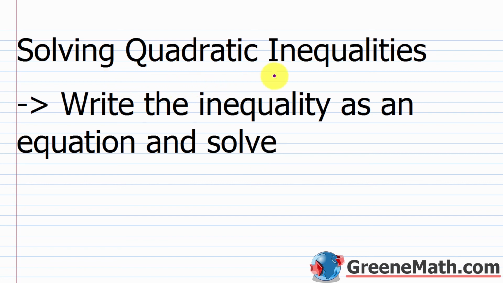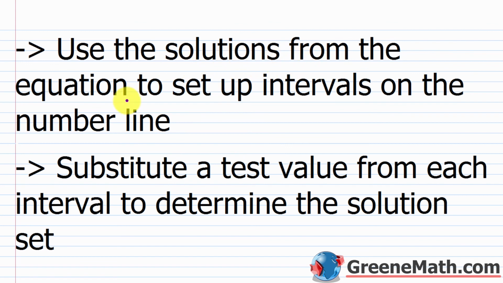So for solving quadratic inequalities, the first thing we want to do is write the inequality as an equation and solve. What this is going to do is give us our boundaries, or some people will call them endpoints. Some people will call them critical values. Now we're going to use the solutions from the equation to set up intervals on the number line. And again, we'll see that in a moment when we look at an example. Then this is the important part here. We're going to substitute a test value from each interval to determine the solution set.